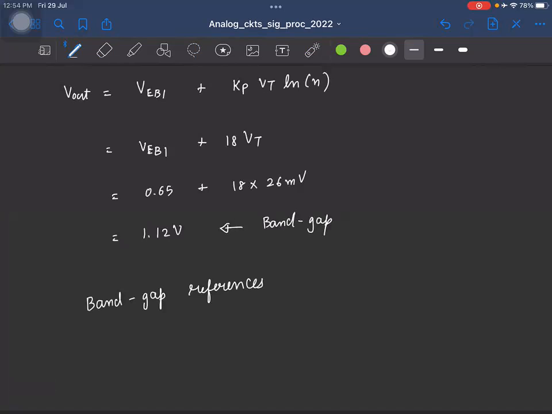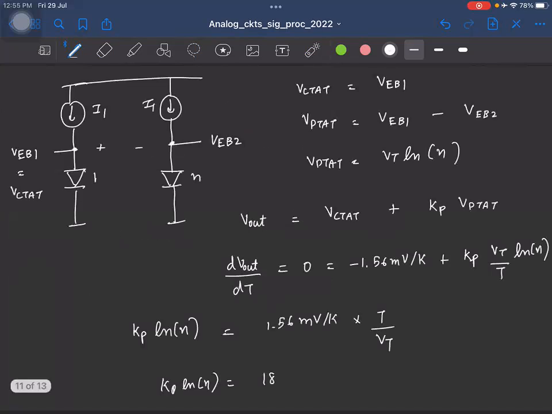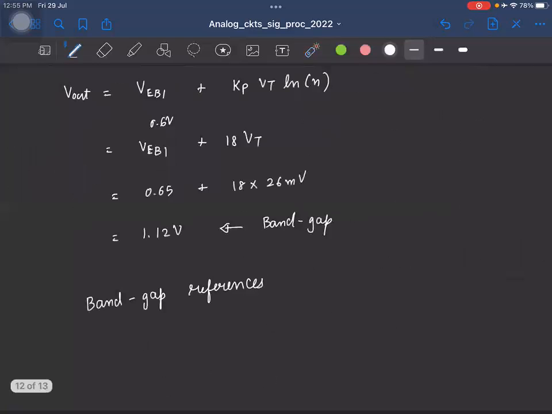See, again, this 1.12 is from the values we took, right? Finally, for your diode, if the VEB is 0.6 volt, the slope we assumed is 1.56 millivolt per Kelvin. It can be minus 2 millivolt per Kelvin. So the exact value might vary between, say, 1.1 to 1.2 volt. Okay. It all depends on the material property, the diode you have, and so on. But the point is, whatever voltage you get, that's going to be constant to the first order.